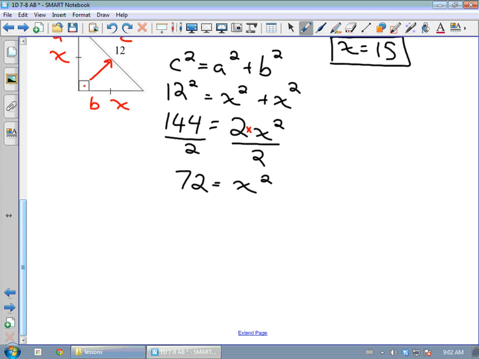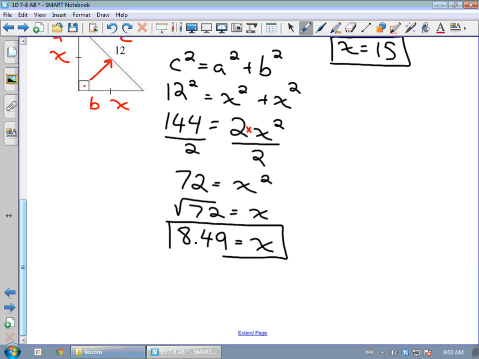And then what's the last step here? We want to take the square root. So x is going to equal the root of 72. And we end up with, using our calculator, 8.49. I'm just going to leave 2 decimal places. 2 decimal places are always good. And that's the Pythagorean theorem.